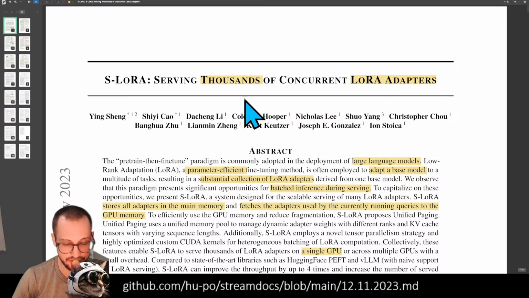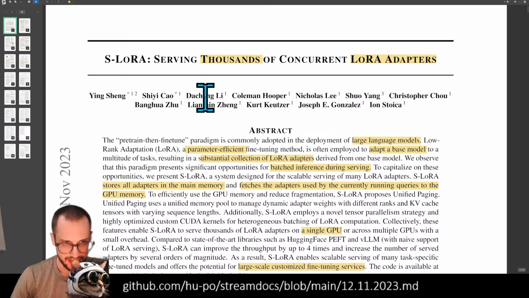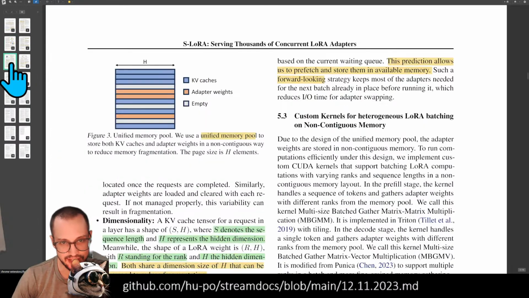Then we get to the final paper that we reviewed, which I think is the coolest paper, and this is a very awesome little paper. I guess it's not even little, it's a big paper. But this paper is called S-LoRA, 7th November 2023, serving thousands of concurrent LoRA adapters. And basically what they do in this paper is there's two key things that they realize.